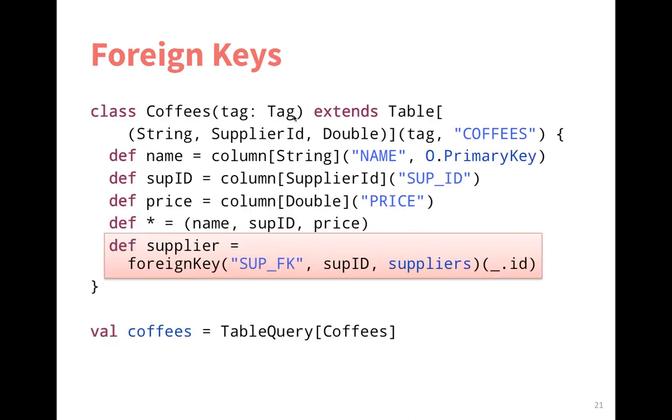So here we have a different table. This is for coffees, and it contains a foreign key, which points to the suppliers table, because each coffee that we have in our database has one supplier. So we have a supplier ID as a standard column in here, and we call foreign key in a separate method to define a foreign key that links this supplier ID to the ID field in the suppliers table. This will cause this foreign key to actually be created in the database when we use Slick to define the schema, and we can also navigate that in a query, so we don't have to write the join condition by hand.